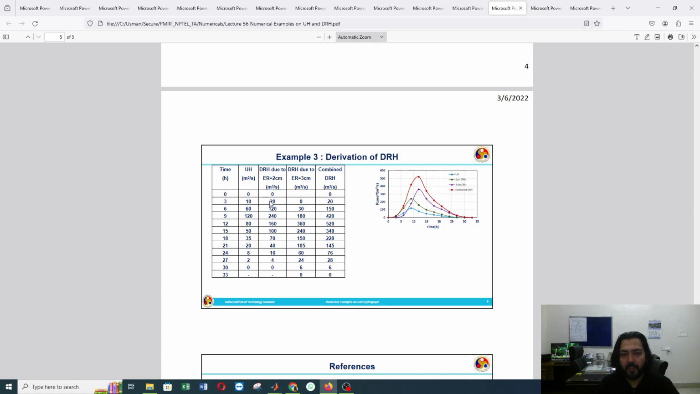So how can we get that? We can just simply multiply with the unit hydrograph ordinate value. So 10 into 220. Similarly, we can get the entire series. Now they are saying due to 3 centimeter, right?